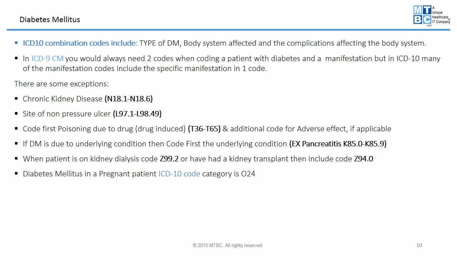Now, diabetes mellitus in a pregnant patient is not in the same section as all the other diabetes. The pregnant patient is always in their own section. Any kind of problems with a pregnant patient is always in their own section, so it would be in the O section. Just so you know, if a patient comes in with diabetes, don't use the same code you would use for somebody that's not pregnant, okay? It cannot be done. It's incorrect.